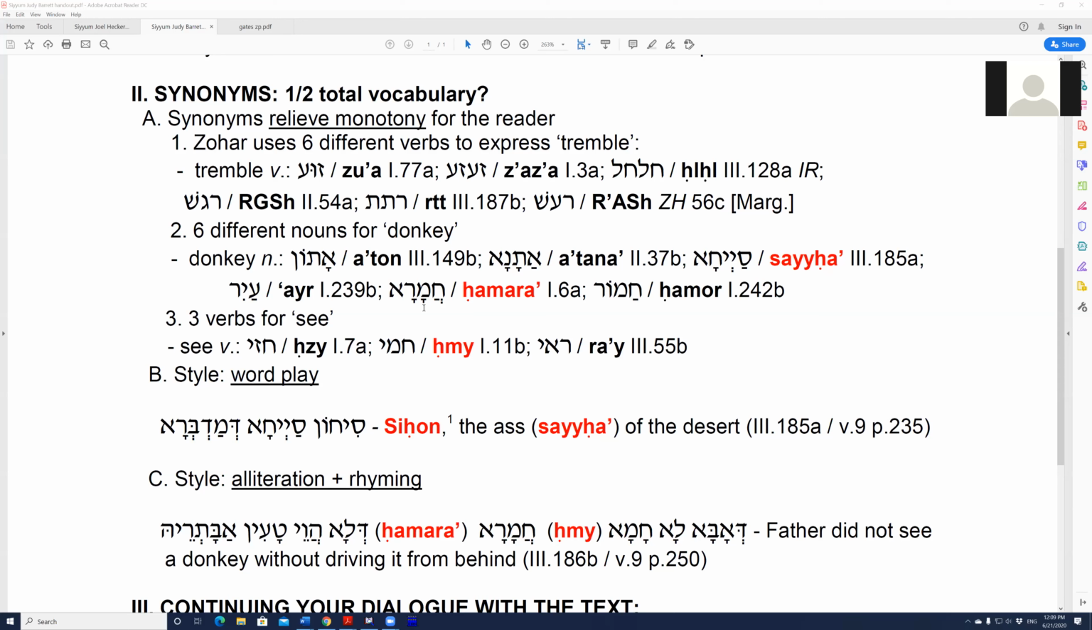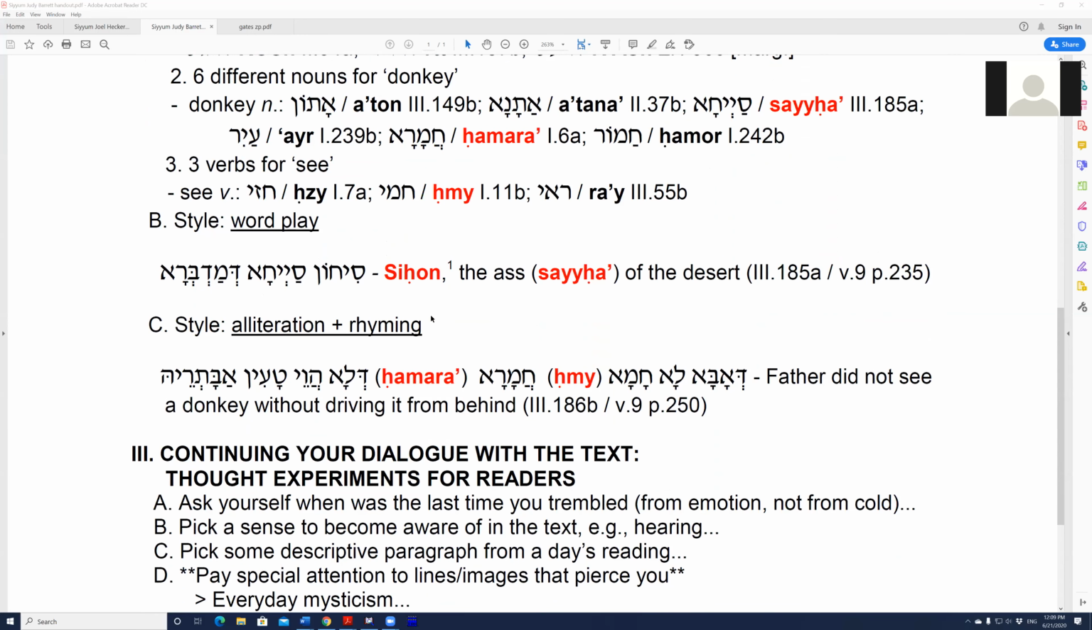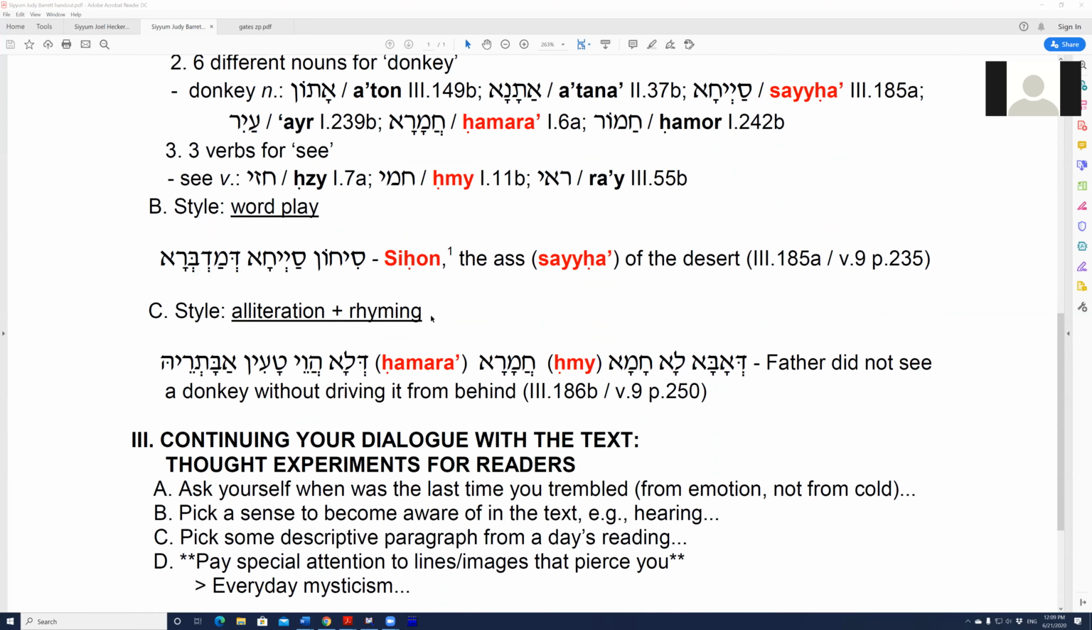A second thing I've noticed is alliteration and rhyming. When I came to this sentence in the Zohar, I remember laughing out loud and just thinking, oh, well done, Zohar. So the sentence in English, Father did not see a donkey without driving it from behind. It's those first 4 words where you get the rhyme. The Abba, La Chama Chama.